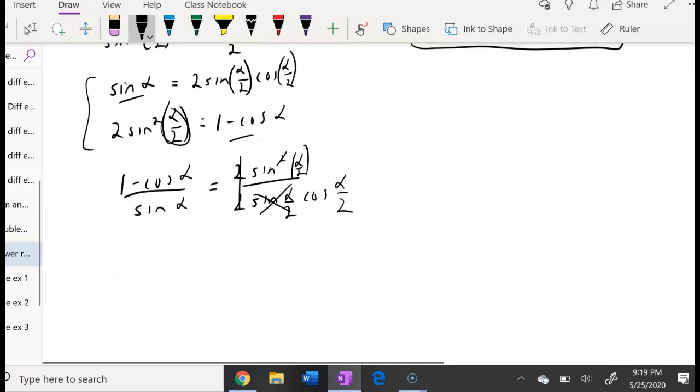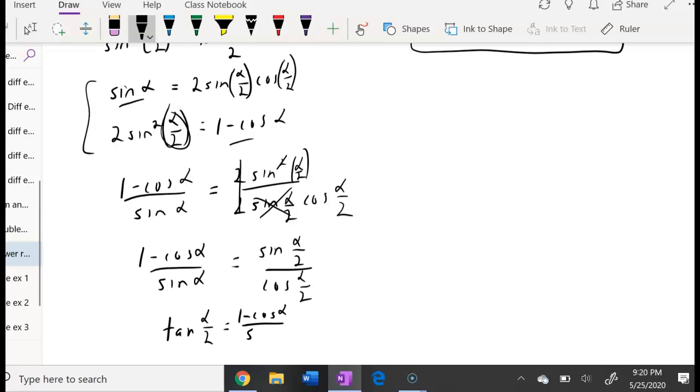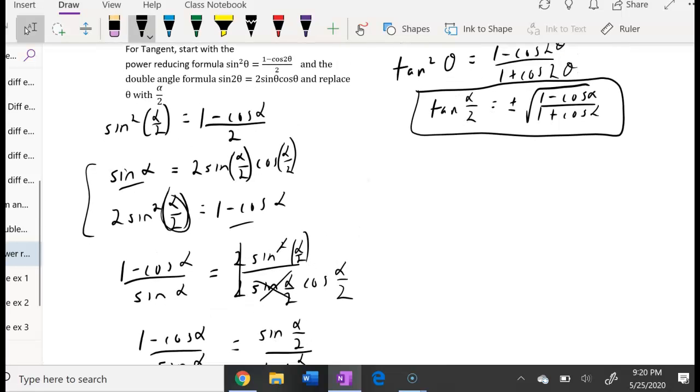So now we have 1 minus the cosine of alpha over the sine of alpha equals the sine of alpha over 2 divided by the cosine of alpha over 2, which is the tangent of alpha over 2. So we can rewrite this as one of our alternative identities: the tangent of alpha over 2 is equal to 1 minus the cosine of alpha over the sine of alpha. And that's one of the easier ones to use because it doesn't have that plus or minus like the tangent of alpha over 2 has over here.